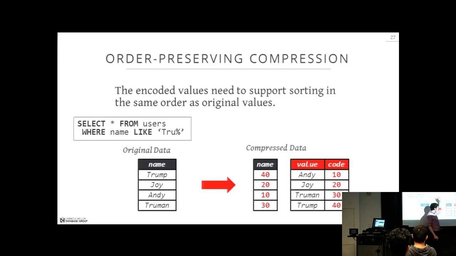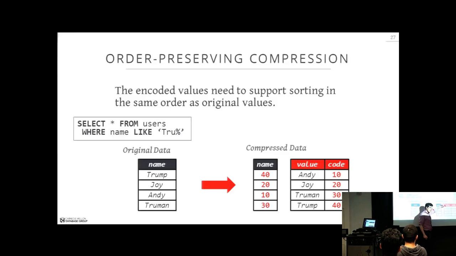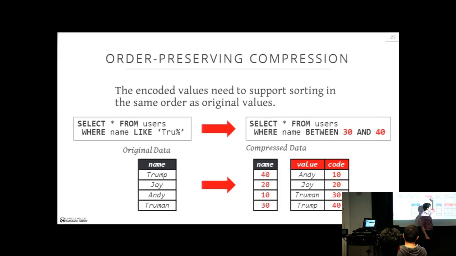But because I'm preserving the order, what I'll end up doing is I can first go through the dictionary and, using a binary search, find the upper bound and lower bound of the value that I'm trying to look up in my query, and find their codes. Then I can rewrite the query to be, instead of the like, between 30 and 40. So then I can do my scan in here and just find the actual attributes I need without having to decompress anything.